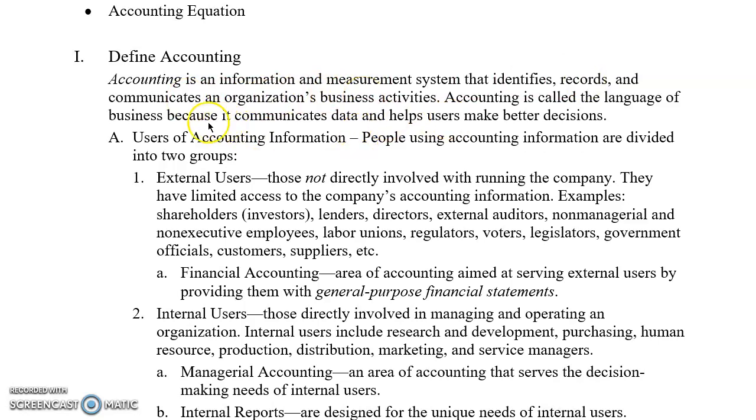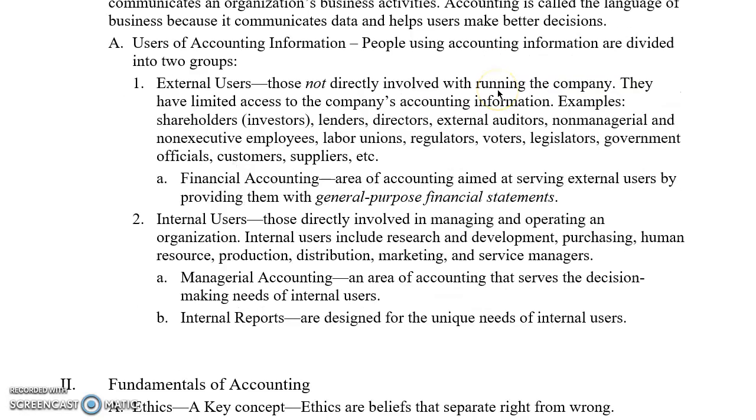Now, just like I said, it's called the language of business. It communicates data, like financial data most of the time, and it helps users make better decisions. Because we have this accounting information or financial data, businessmen and women can make better decisions. All right, so using accounting information.